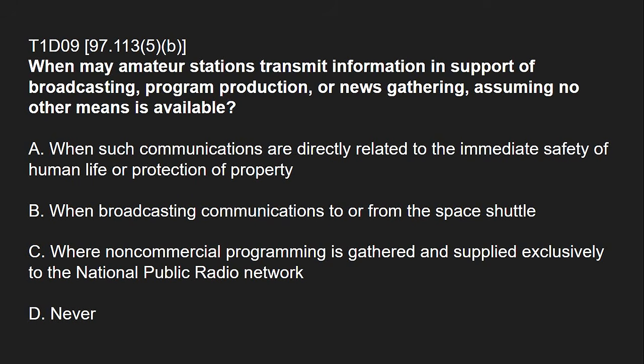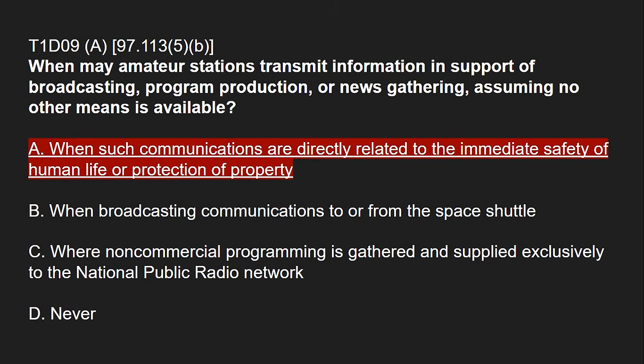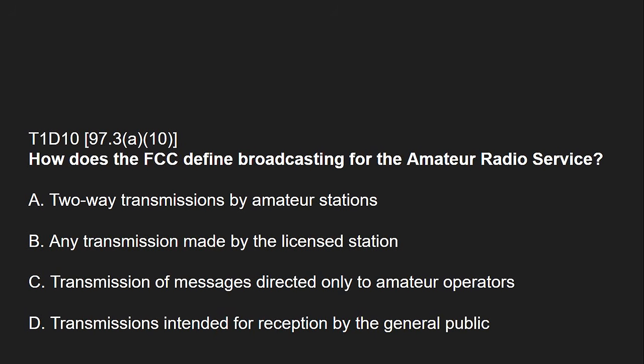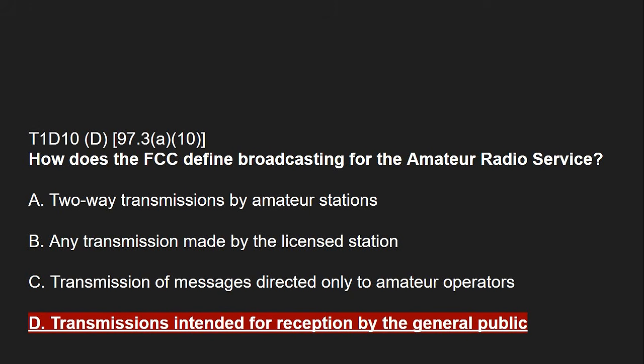T1D09, when may amateur stations transmit information in support of broadcasting, program production, or news gathering, assuming no other means is available? That's when such communications are directly related to the immediate safety of human life or protection of property. T1D10, how does the FCC define broadcasting for the amateur radio service? That would be transmissions intended for reception by the general public.